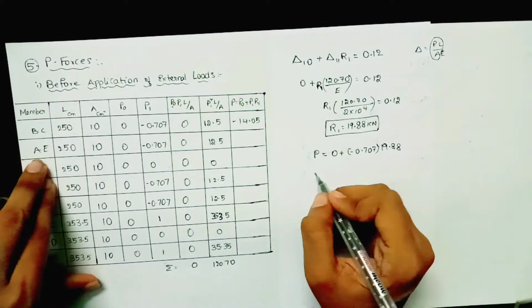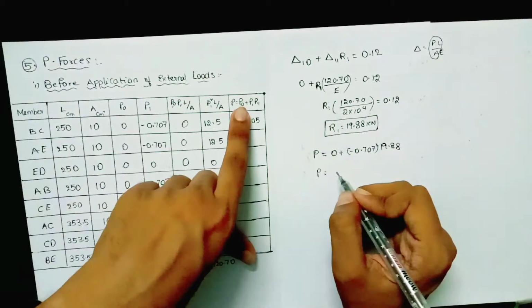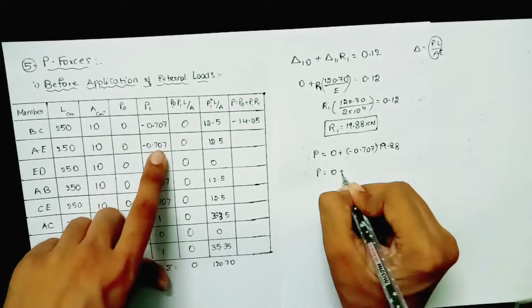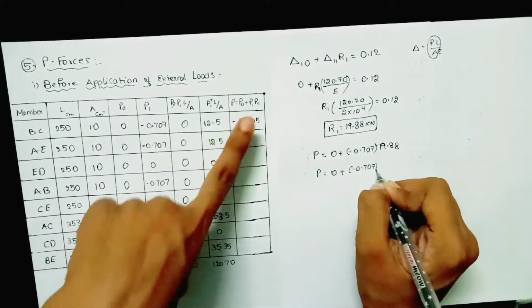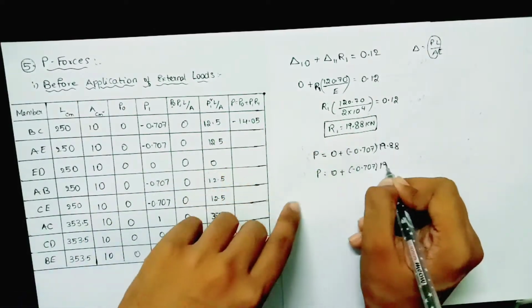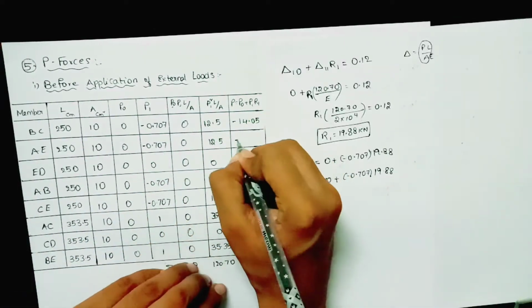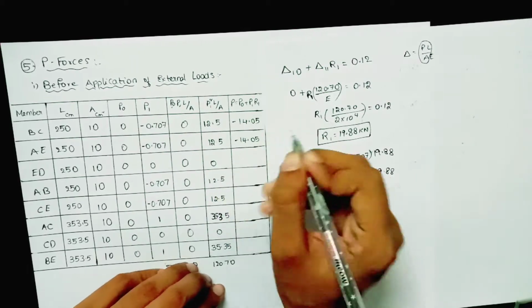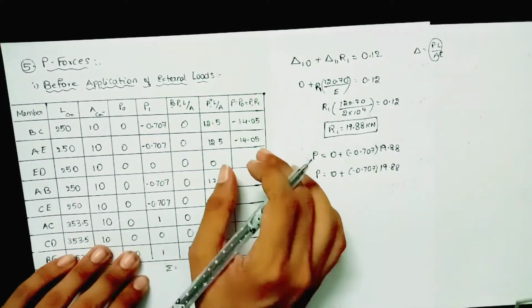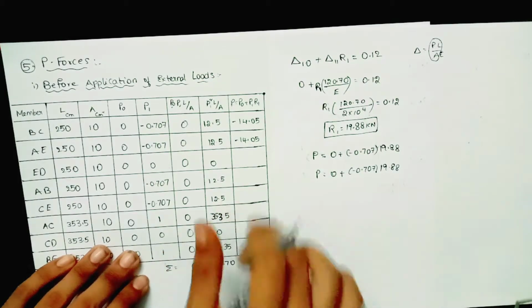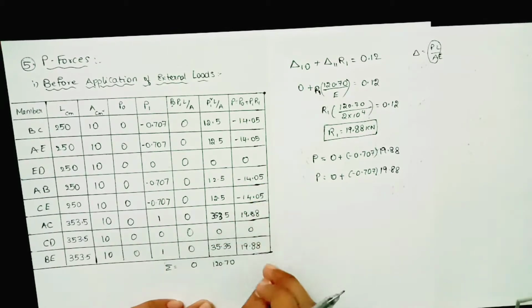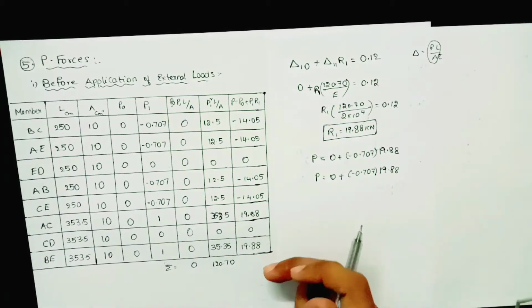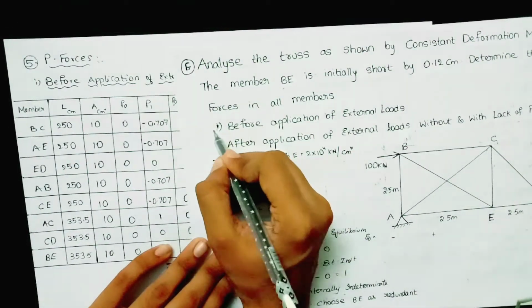Again for member AE, P0 value is 0 and again P1 value is minus 0.707 and R1 value is, here we have calculated 19.88. Again the same value minus 14.05. So in the similar manner calculate all the values in this column. So I have calculated all the final forces for all the members. So with these calculations we have completed the first question. So in this we have answered the first question.